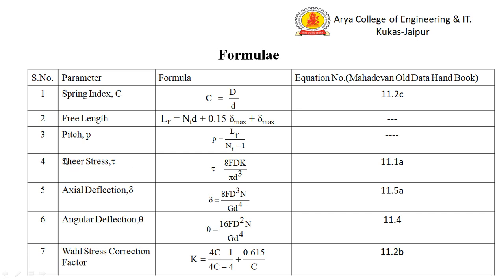Shear stress in the spring is equal to 8 F D K upon pi d cube. Here K is the Wahl stress correction factor. K is (4C minus 1) upon (4C minus 4) plus 0.615 upon C, and axial deflection delta is equal to 8 F D cube n upon G d 4. So these are some formulas of helical spring.